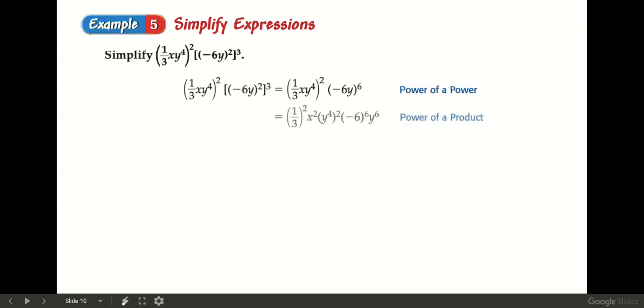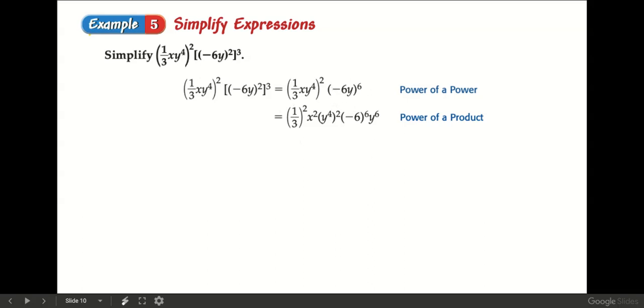The next thing I would do is use the power of a product rule. So I'm going to apply the exponents. I have 1/3 squared, x squared, y to the fourth, squared. I applied this exponent here, and then I'm going to apply this exponent here. So I have negative 6 to the sixth power and y to the sixth power. So now I've utilized all of my exponents on the outside here.